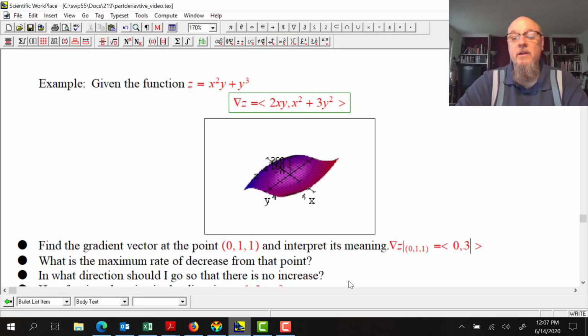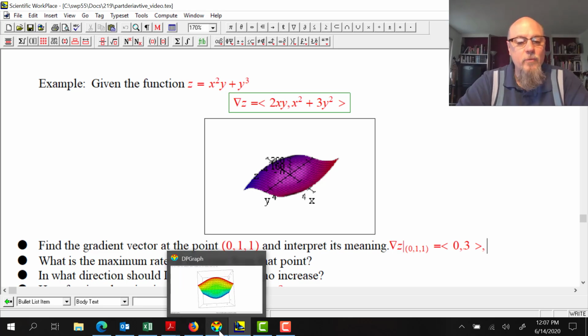So I'm interpreting its meaning. But north could be 0, 1. What's with the 0, 3? Well, the magnitude of that 0, 3 vector is 3. So that means if you go in that direction, you're standing at the point 0, 1, 0, and you go north, you're going to go up 3 meters for every meter you step forward north. That's the sort of tangent slope. Now, that's the reading right there.